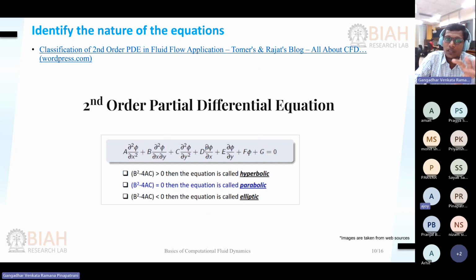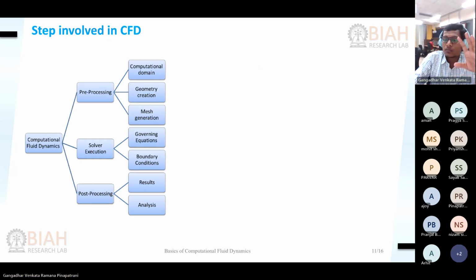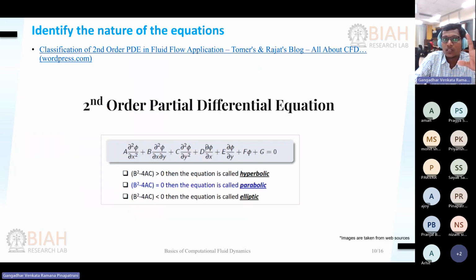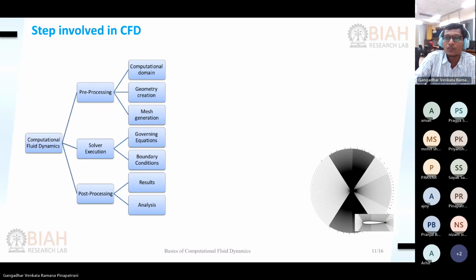It makes your mind complicated. If you are interested, you can have a look at this reference. I can share these slides with you later. You can find out what the partial differential equations are, how to use them in real-life fluid flow problems, and how to discretize them. So now we come to our final slide.